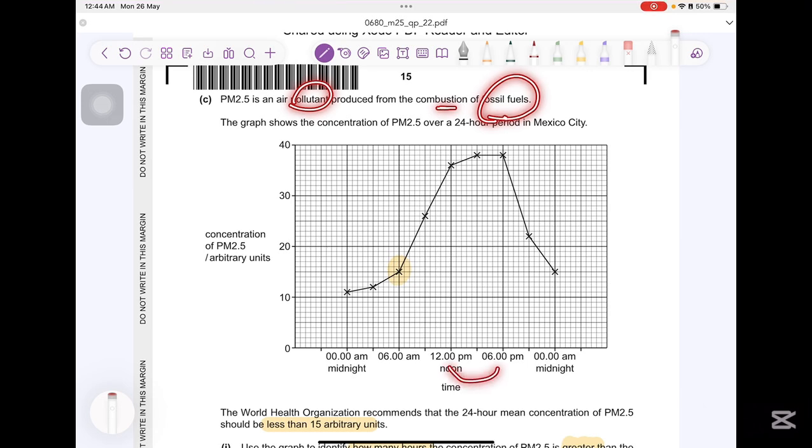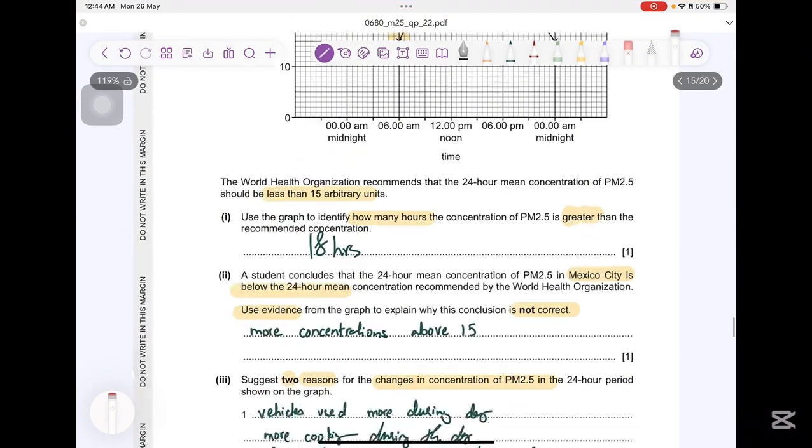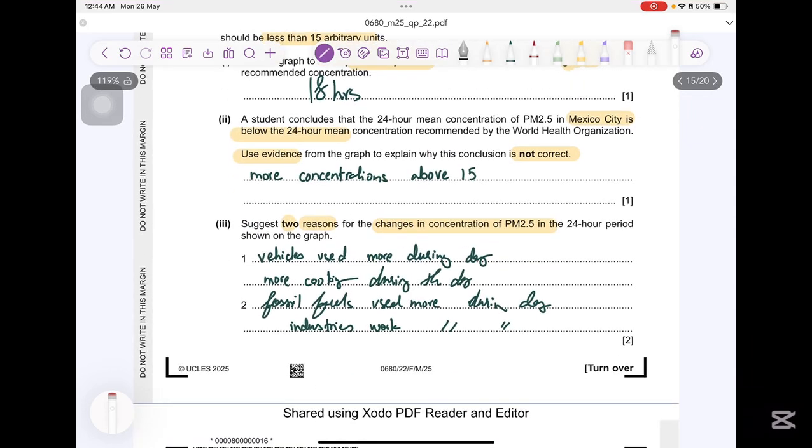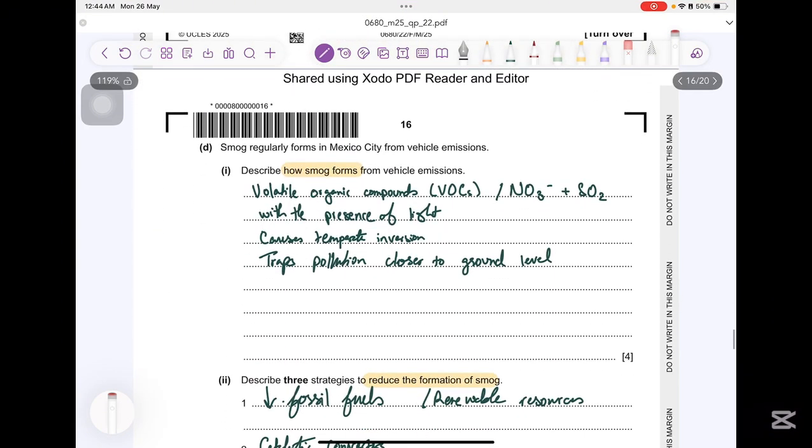So during the day, we use fossil fuels in cooking, in transportation, in vehicles. The industries use it in order to produce their products. People are more awake during the day, so they use and burn the fossil fuels. Vehicles are used during the day, cooking, fossil fuels used more during the day. Industries also work more during the day to produce their products.